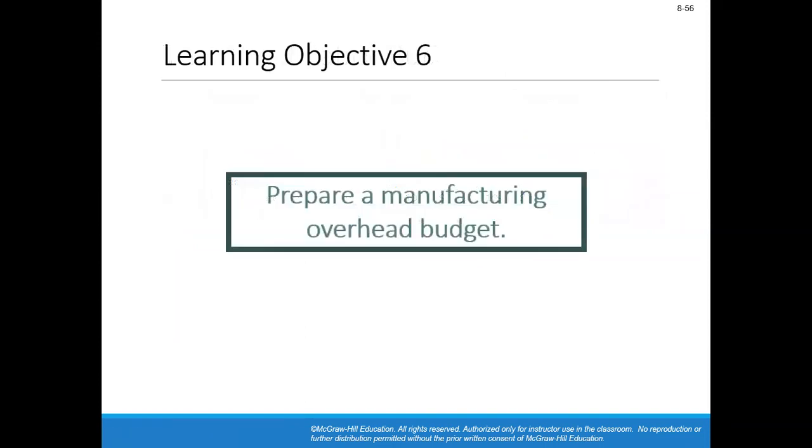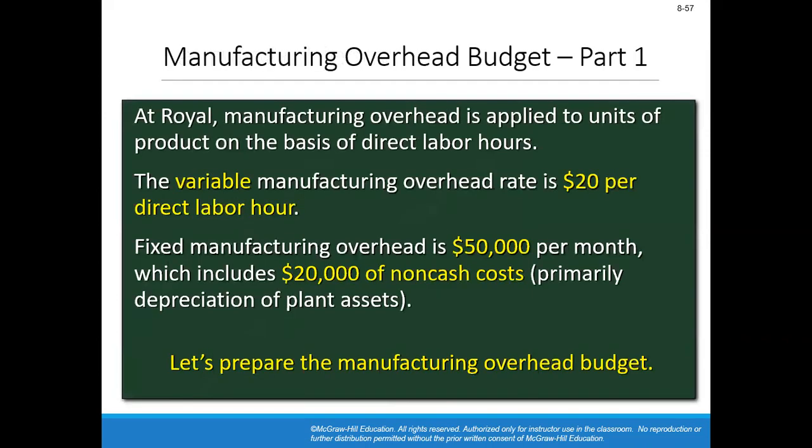Okay. Now we would like to prepare a manufacturing overhead budget. You can recall that this is the most challenging part, how to allocate the manufacturing overhead. We spend much of our time to understand the manufacturing overhead. So here we have been given some information. Manufacturing overhead is applied to units of product on the basis of direct labor hours. Try to understand what it is.